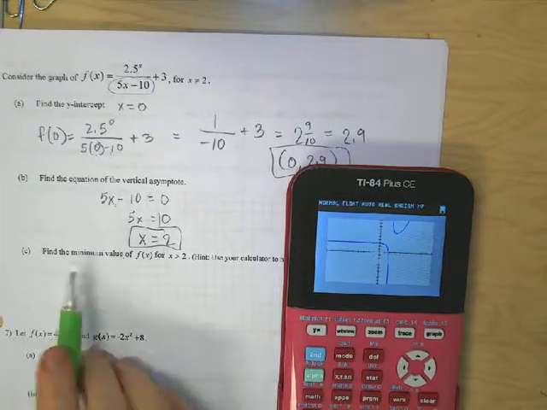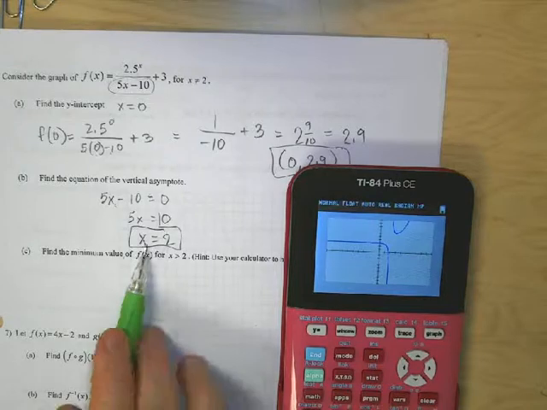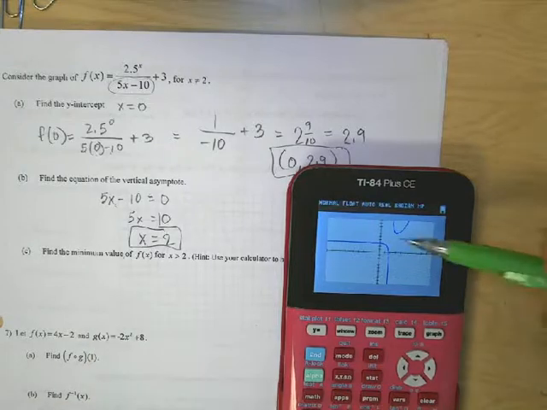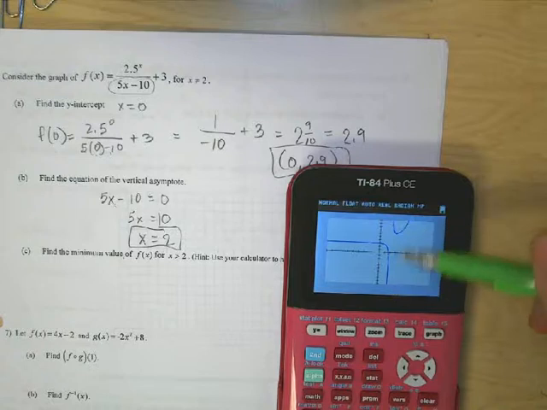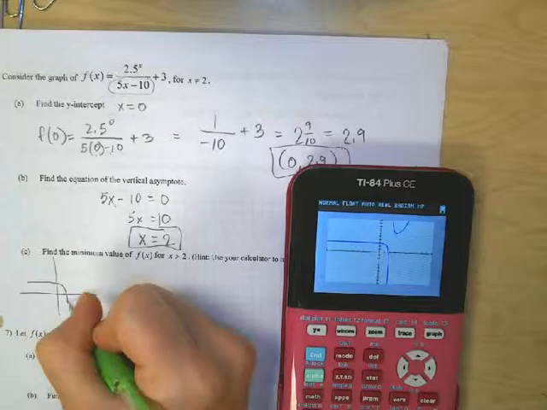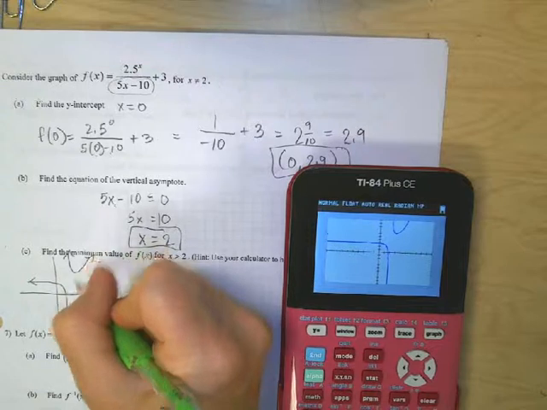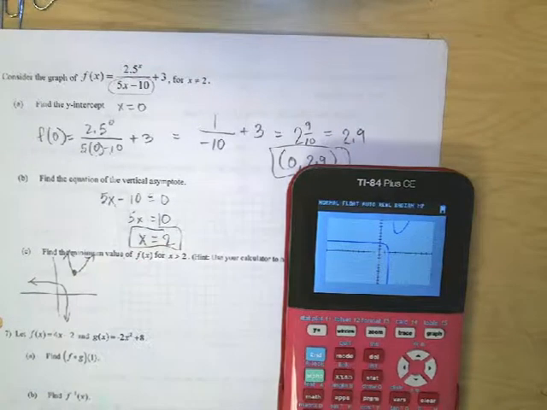Now, I want the minimum value of f of x when x is greater than 2. Well, 2 is where my vertical asymptote is, so that's right here. So if I want x to be greater than 2, I'm talking about this portion over here. Since I'm using my graphing calculator, I have to draw a sketch of my graph. It looks like it's something like this, and the minimum value is going to be right there.